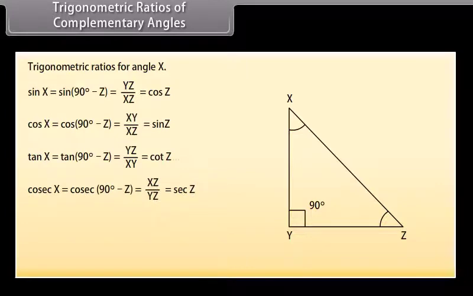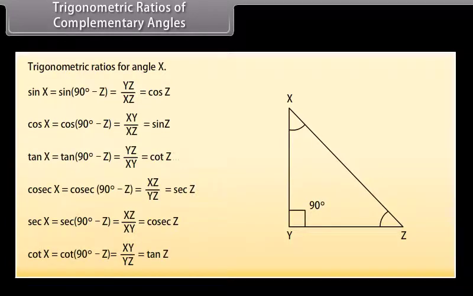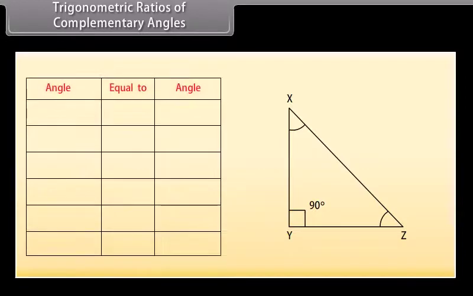Cosec X is equal to cosec of 90 degree minus Z equals XZ upon YZ equals sec Z. Sec X is equal to sec of 90 degree minus Z equals XZ upon XY equals cosec Z. Cot X is equal to cot of 90 degree minus Z equals XY upon YZ equals tan Z. Let us first compile our observation and then use it to solve questions.